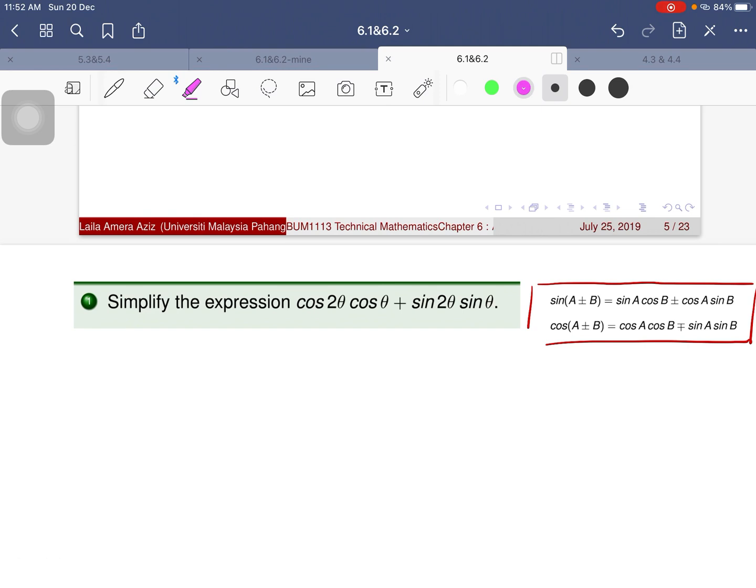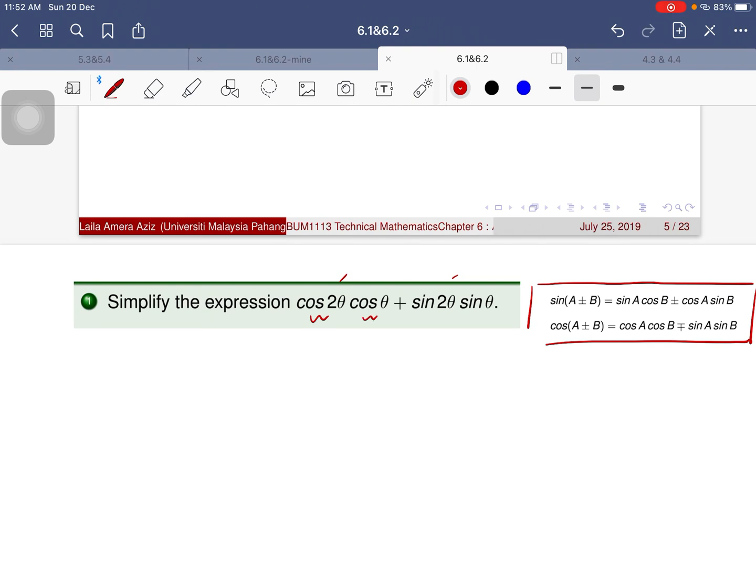The first one, what we have to do is simply simplify. You have to simplify the expression cos 2 theta cos theta plus sine 2 theta sine theta. When the question says simplify, it means that instead of having two different terms separated, this is one term, this is another term, you have to make it into the simplest form that you could, into one term only.